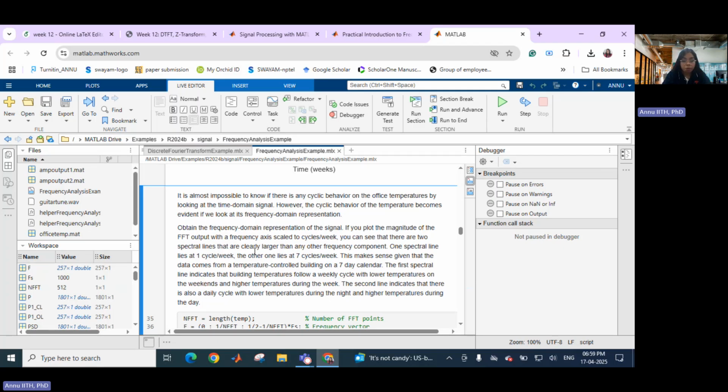So it is almost impossible to know if there is a cyclic behavior in the time domain. So let us see from the frequency domain representation.